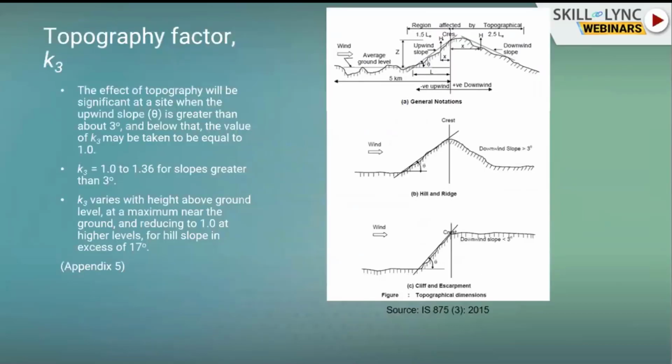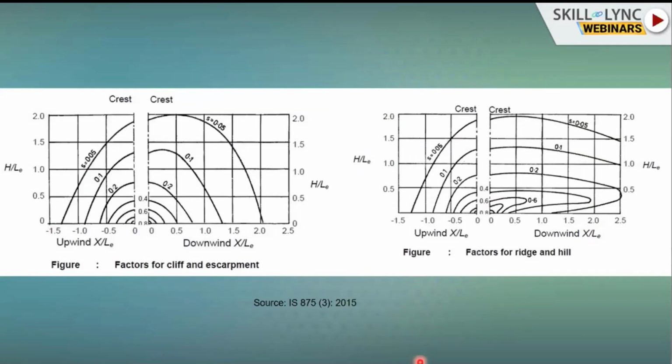The third one is the topography factor. It takes into account the site of the building, whether you are located at a hill and ridge, or at a cliff, because these sorts of topographic features will change your wind speed. It's not like flat ground where you have a basic wind speed. The wind speed will change depending on where you are located, if you are at the crest or at the edge of a cliff. These are some nice charts that will help you depending on the height of the building, and on whether you are upwind or downwind. You can find different K3 values.